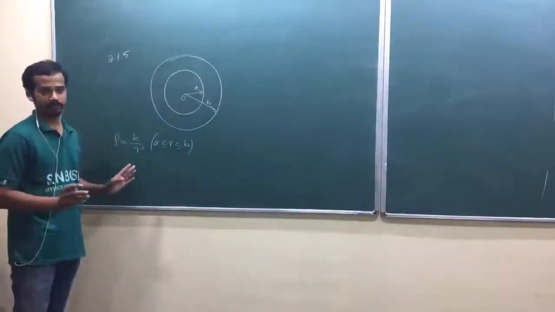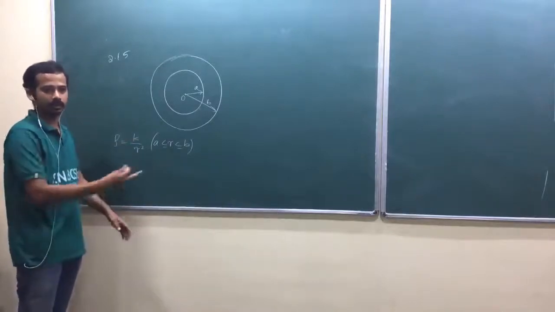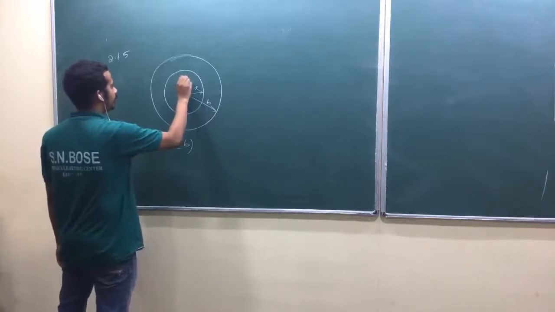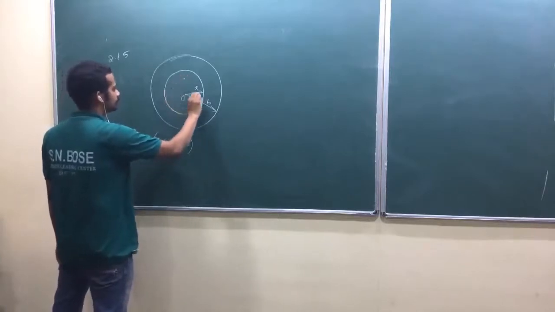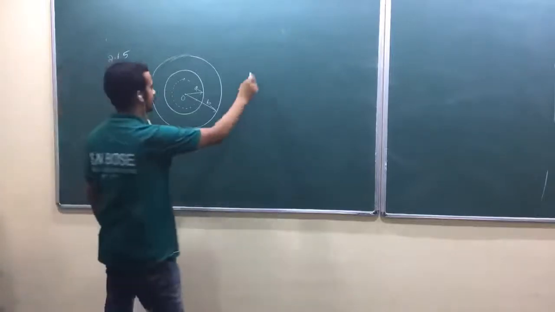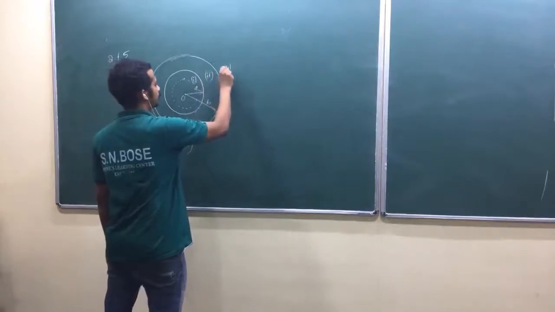Again, spherical symmetry. I am not going to argue again the electric field dependency and direction. All spherical symmetry problems are the same. If you take any inside point and run a Gaussian surface like this, there is no charge enclosed by that one. Am I right? So let me take the first region, second region, third region.